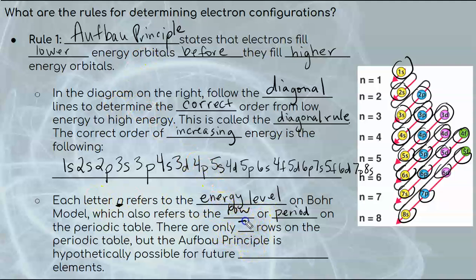There are only 7 rows on the periodic table, but the Aufbau principle is hypothetically possible for future undiscovered elements. So this diagonal rule that you see here only goes up to 8s, but theoretically we could just keep going higher and higher and higher. But right now, the periodic table doesn't go that far. All right, so this is the first rule, the Aufbau principle, and it states the correct order for going from lower energy orbitals to higher energy orbitals.